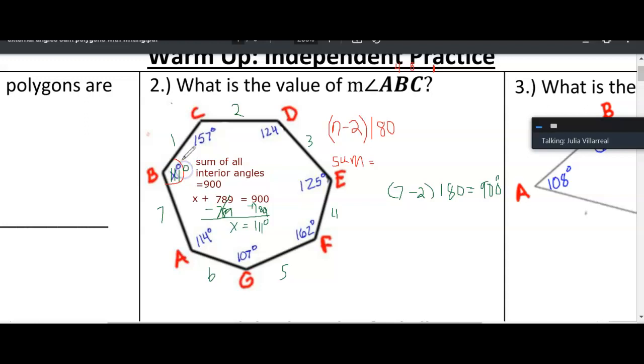So go ahead and add 111, 157, 124, 125, 162, 107, and 114. The sum of all of these interior angles must equal 900. That's how we check to see if we got it right. Go ahead and do that. Okay, it does. The sum of all of these interior angles equals 900, and that's what it should equal. So we did this correctly. Okay, let's go on to the next problem.